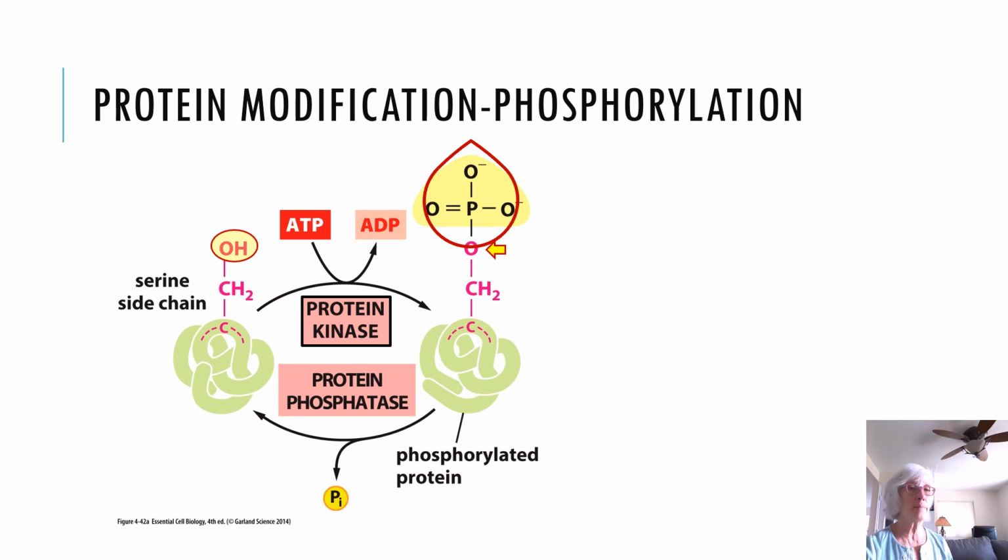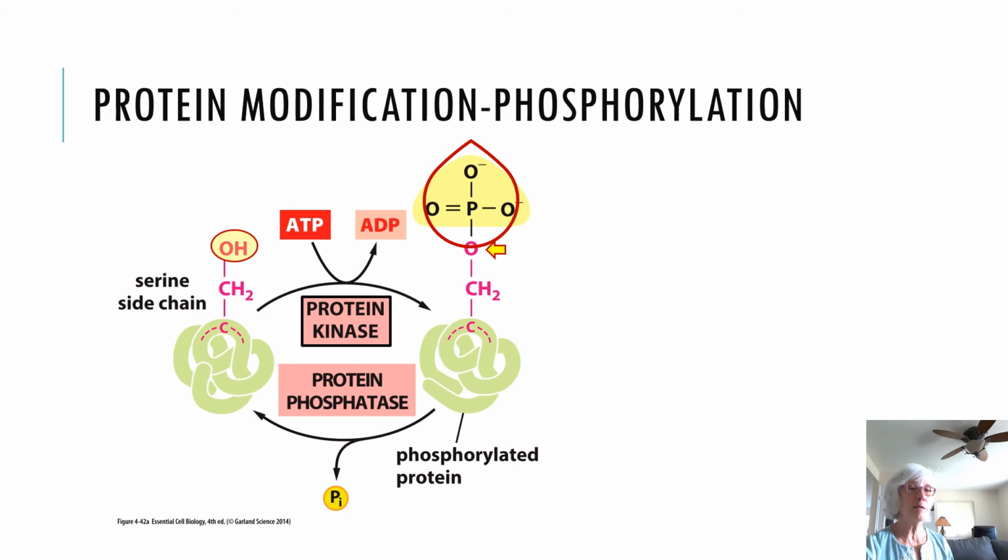I talk about this in a lot of my classes, and students will talk about proteins being phosphatized or phosphated, and the correct term is phosphorylated. So we have a phosphorylated protein, and what that means again is that a phosphate group has been transferred from ATP to an amino acid side chain by a protein kinase.